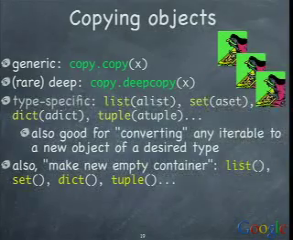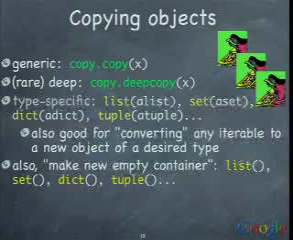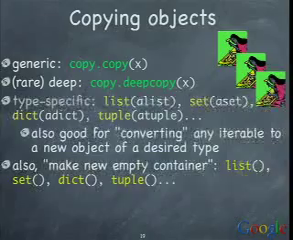If you know you want a list, it's much simpler to call list of something. If you know you want a set, set of something. If you know you want a dict, dict of something. If you know you want a tuple, tuple of something. I'm sure you can generalize from here.